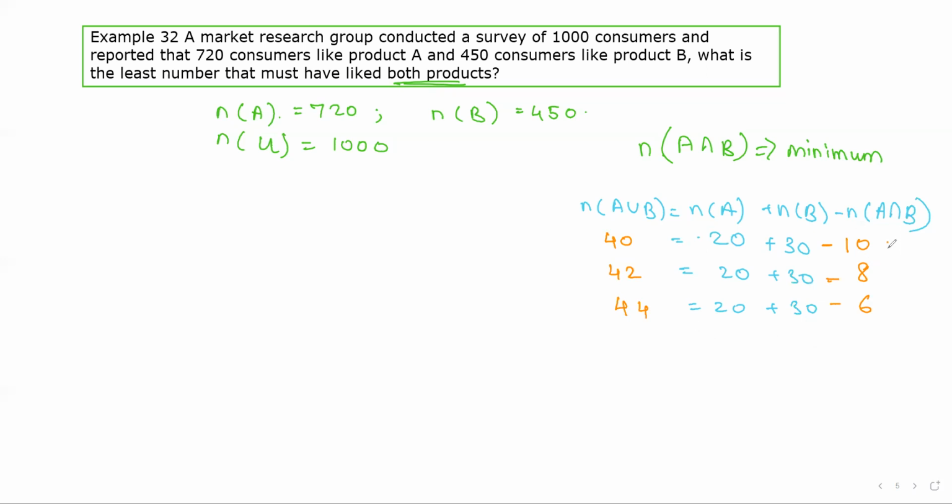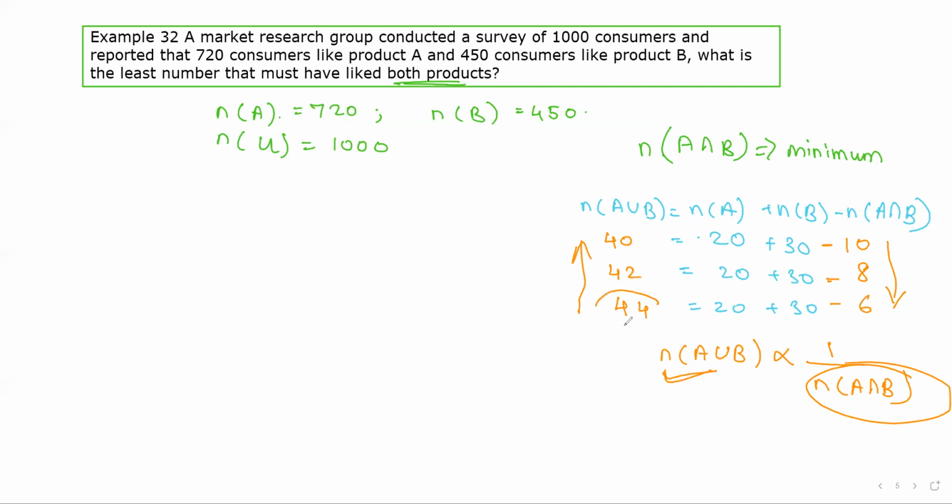So what is happening over here? As n of A intersection B decreases, the union value increases. So we can say that n of A union B is inversely proportional to n of A intersection B. You need the least value of this, so you need to place the maximum value of n of A union B to get the least value of n of A intersection B. Amongst the values 40, 42, and 44, 44 is the maximum, and you get the minimum value of A intersection B.